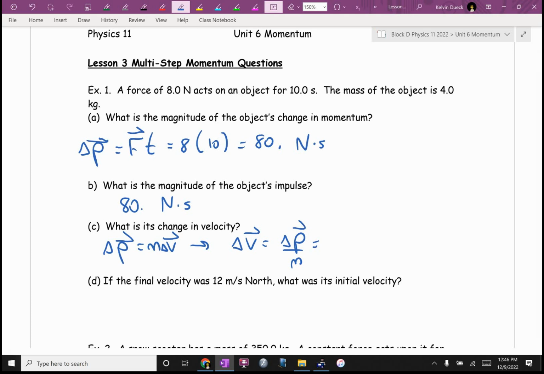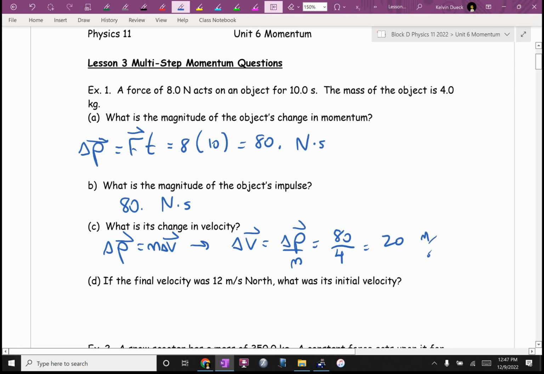You might even be able to do this in your head because it's going to be 80 divided by 4. Units. It's a change in what? Meters per second. Now, what does that mean?